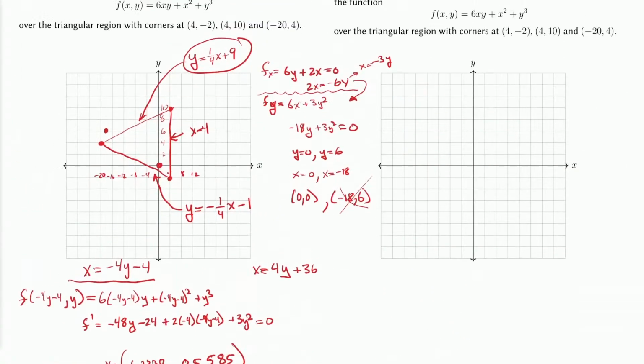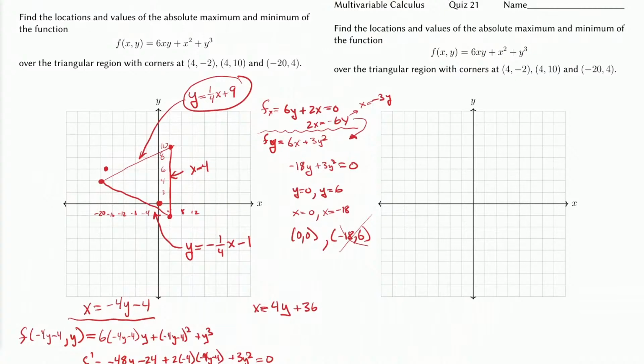Yeah, you just substitute negative 4y for x. And then you're only squaring it. You're only squaring negative 4y. Maybe.